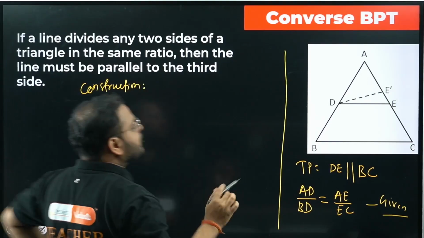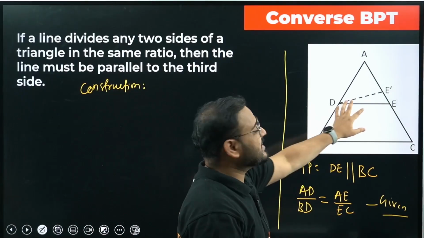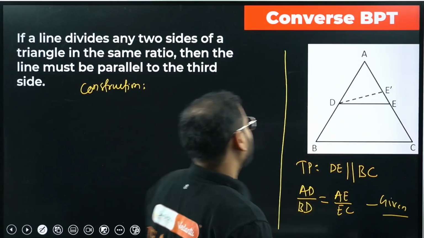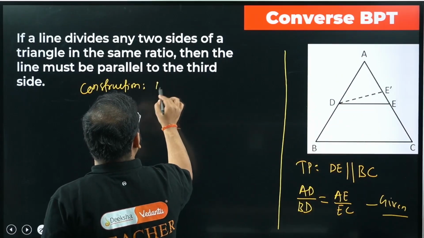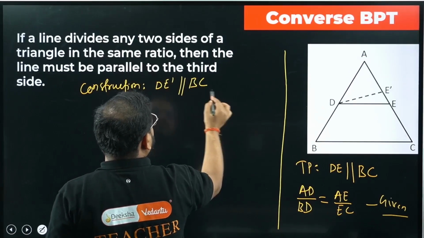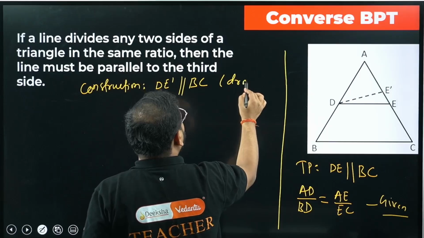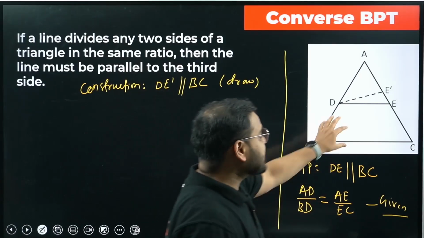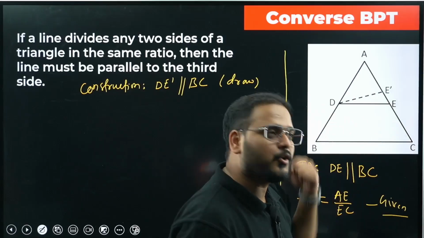So we're going to draw. We will not go ahead and say that D is parallel. We'll say there's another line, DE dash, parallel to BC. DE dash parallel to BC is the construction. We have to draw this. So drawing a line DE dash parallel to BC. I'm not saying DE is parallel, I'm saying another line DE dash is parallel to BC.